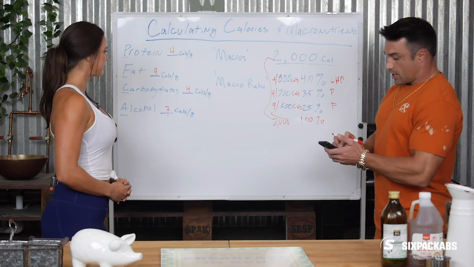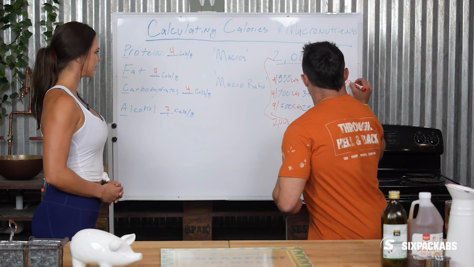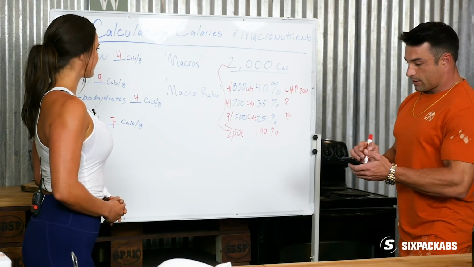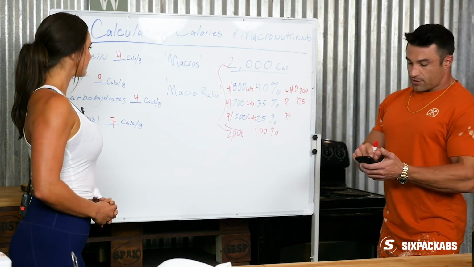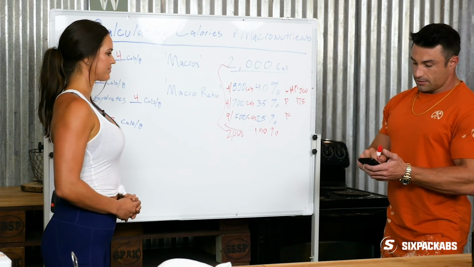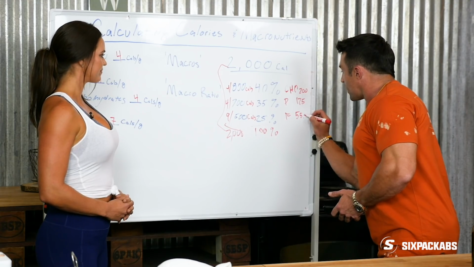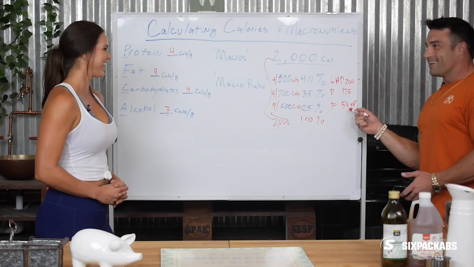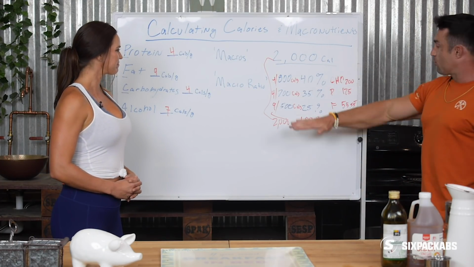So 800 divided by 4 is gonna be 200, okay? 700 divided by 4 is 175, and 500 divided by 9 is 55.55, repeating. Did you see I remembered that? So that's the repeating thing. So guys, it's all just simple math. We've broken it down for you.